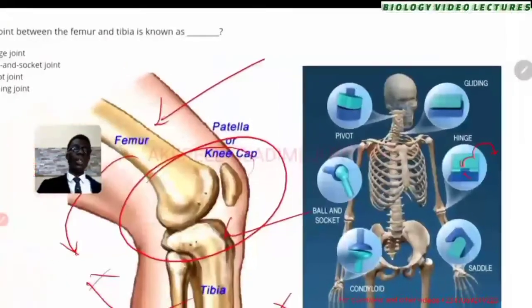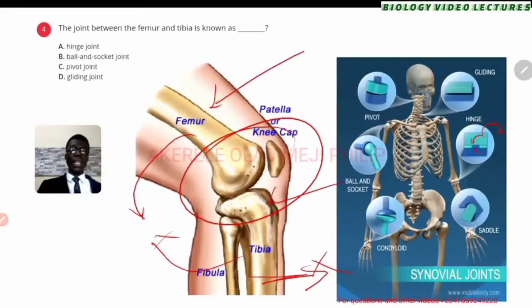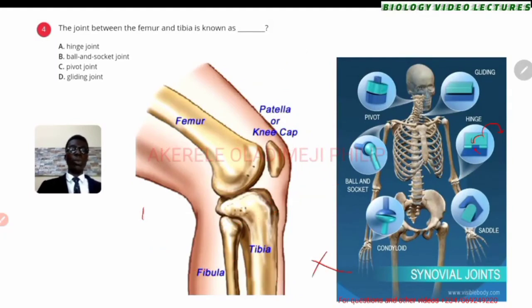So here are other types of joints, which I will advise you to probably pause the video here to quickly see what they look like and where they are found. Of course, you can see the ball and socket, which is found in the shoulder, and also here too in the hip, as it were.